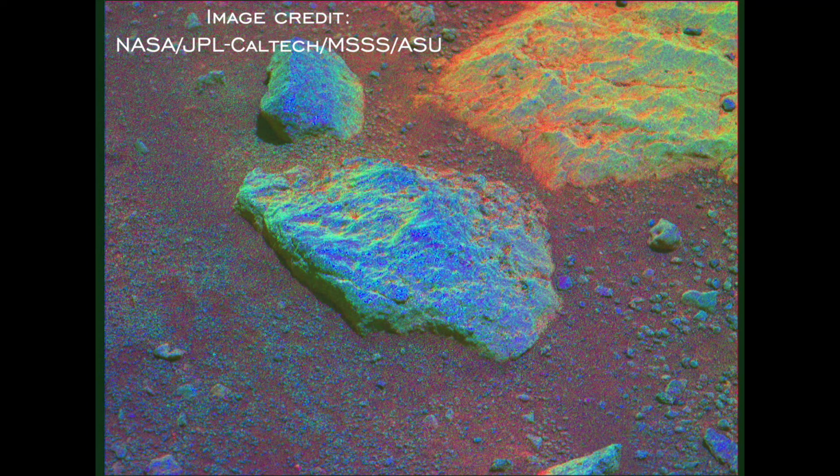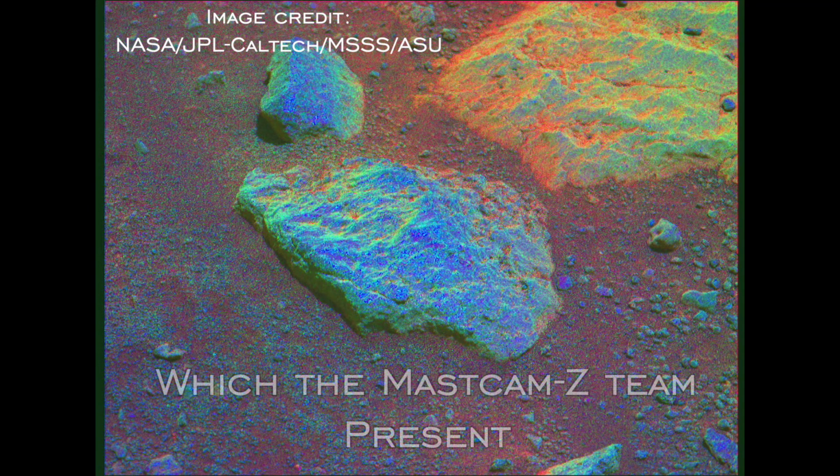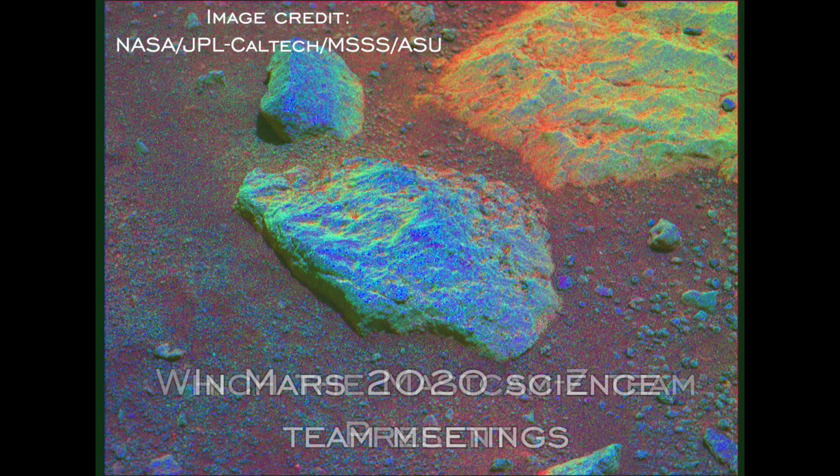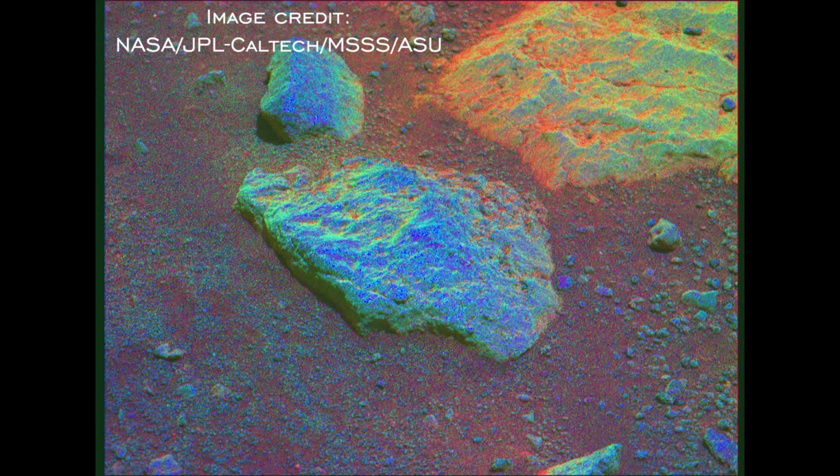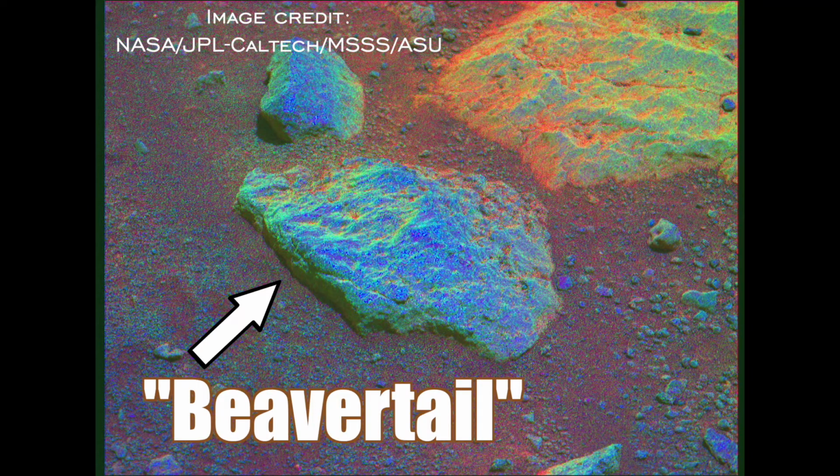across a new scene. We make such decorrelation stretches as part of our standard set of quick look products, which the Mastcam-Z team present in the Mars 2020 science team meetings, which in this early stage of the mission occur every other day. In this particular image of a rock target known as Beaver Tail, you can clearly see a difference between the colour of the rock compared to the surrounding regolith.